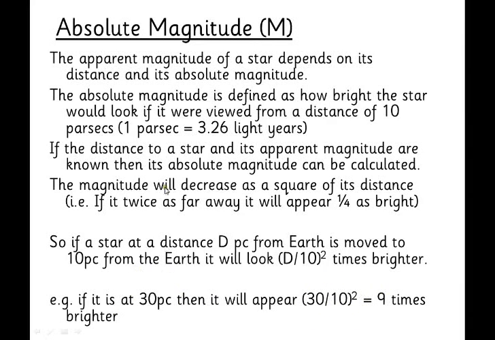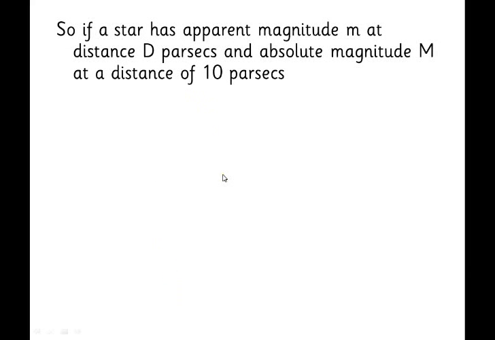Okay, so if we take a star that's more than 10 parsecs away, it will appear brighter as it comes towards this point where we measure its absolute magnitude. Okay, so that's going to give us an equation which relates the apparent magnitude little m, the distance d, and the absolute magnitude big M.